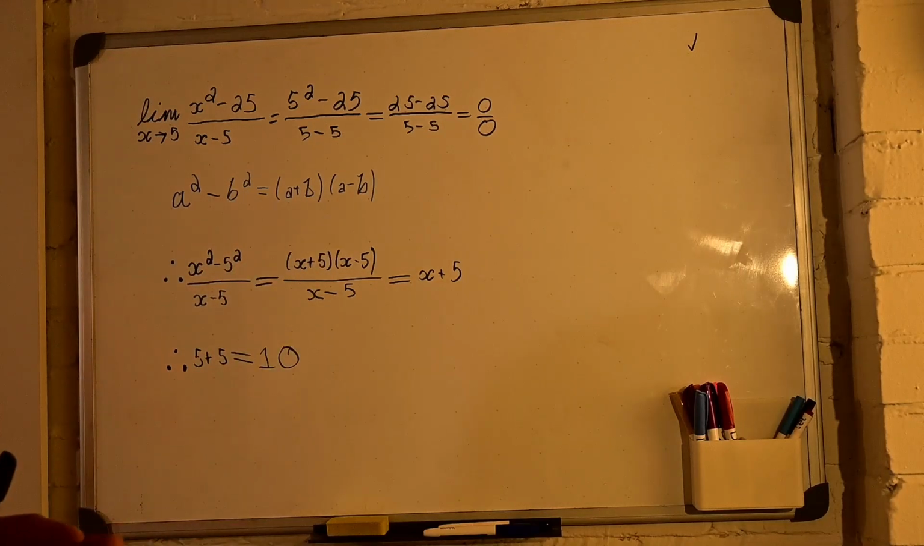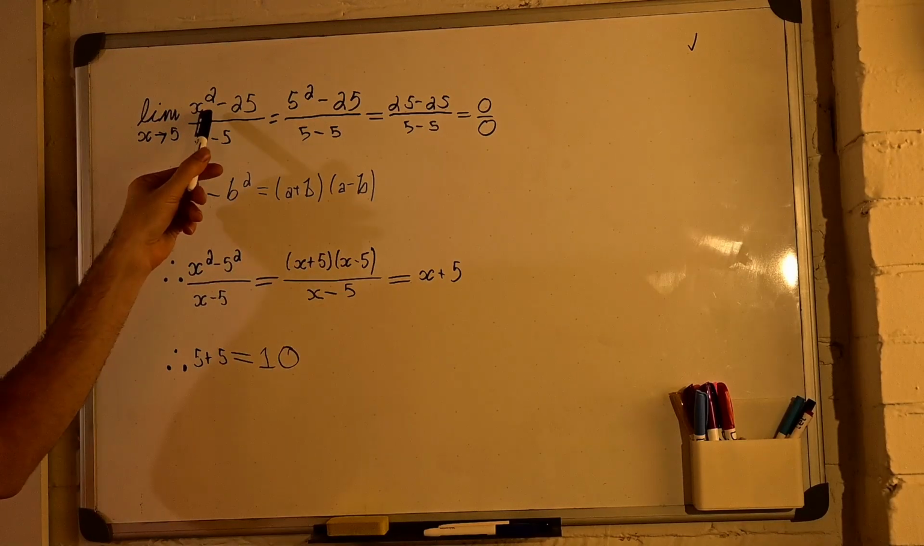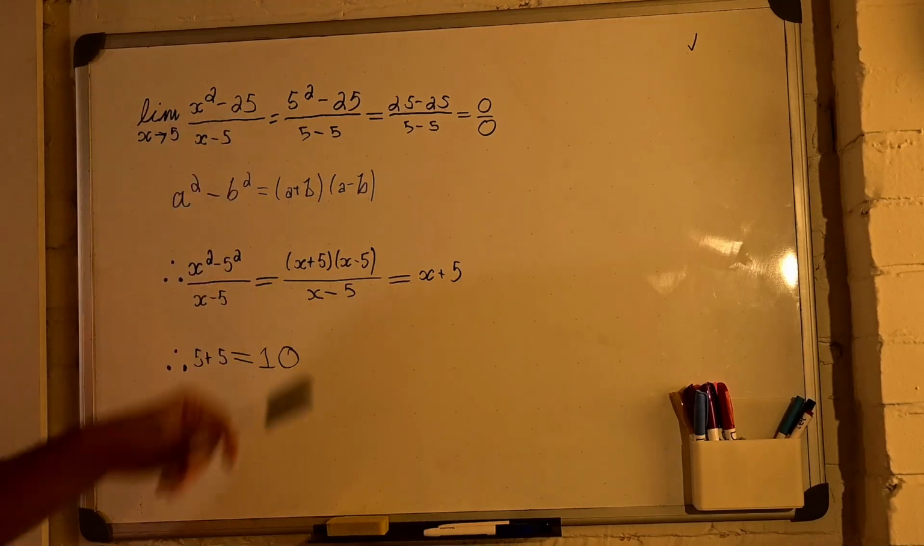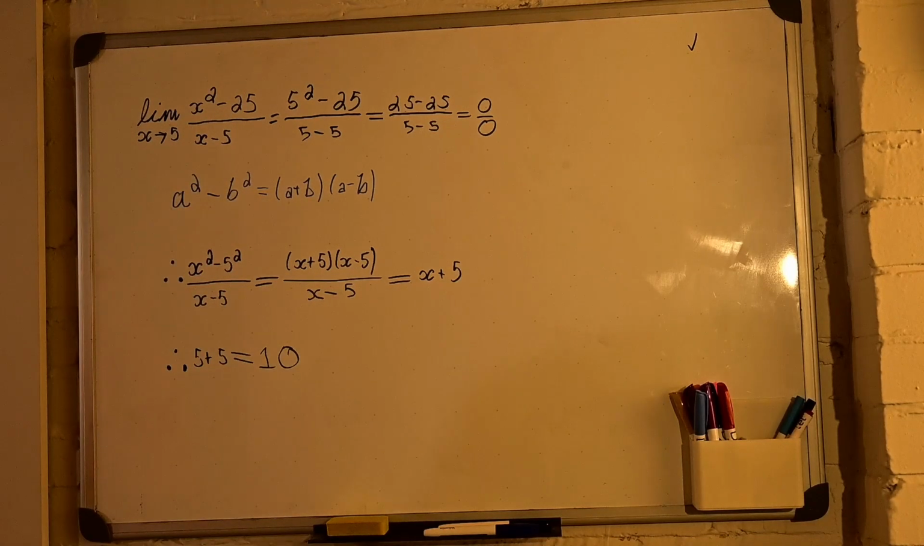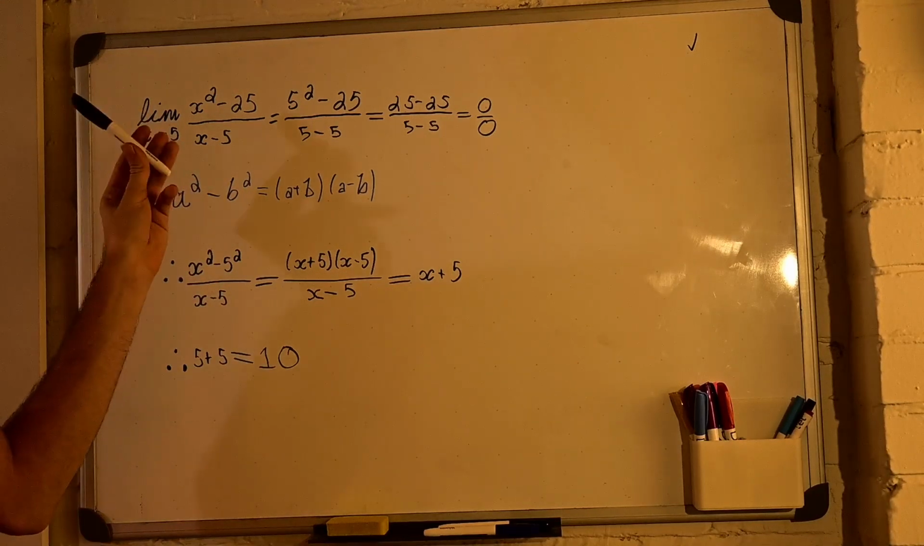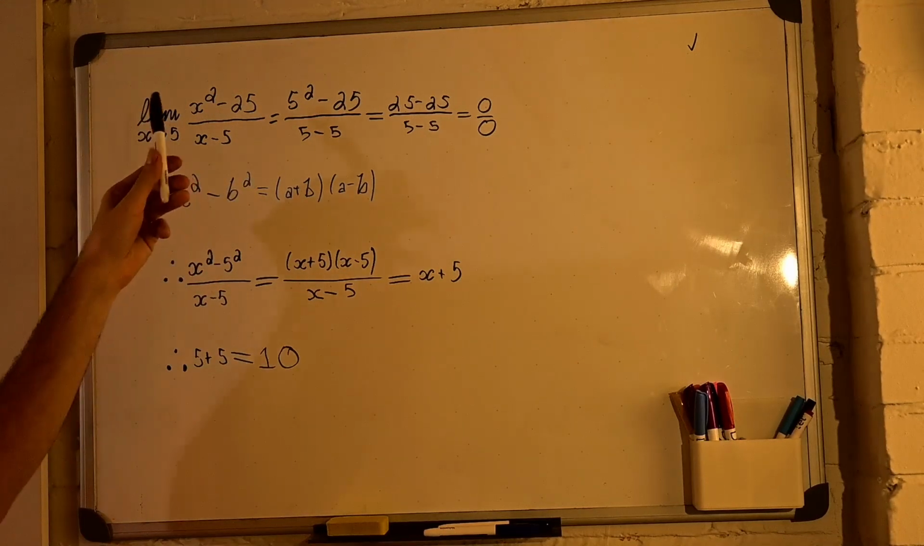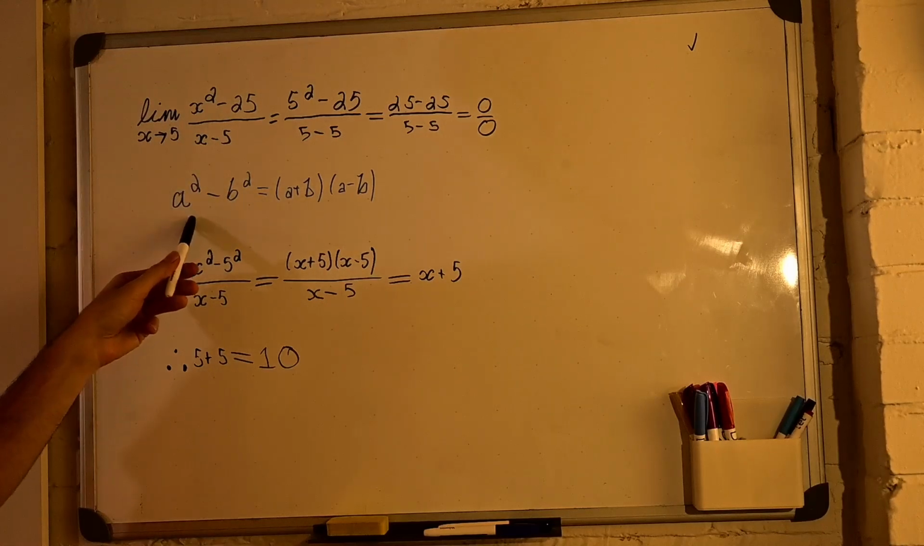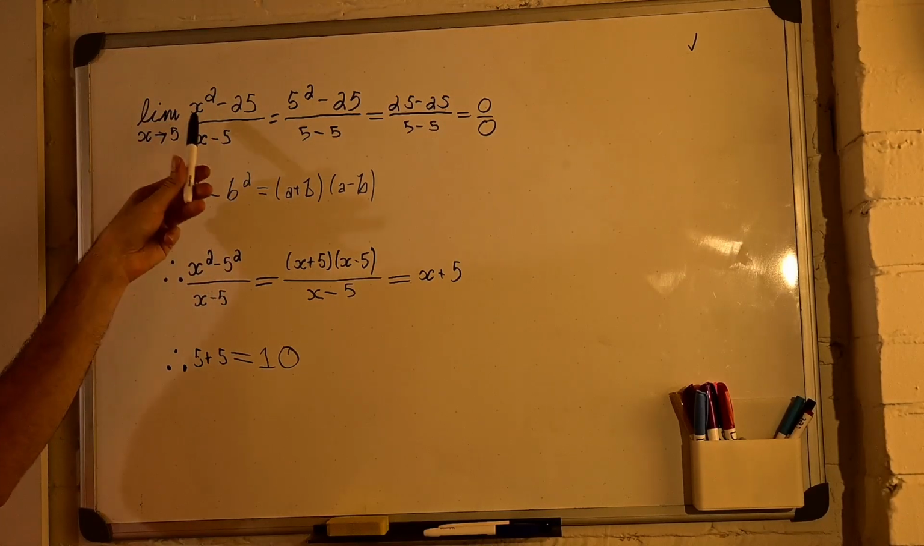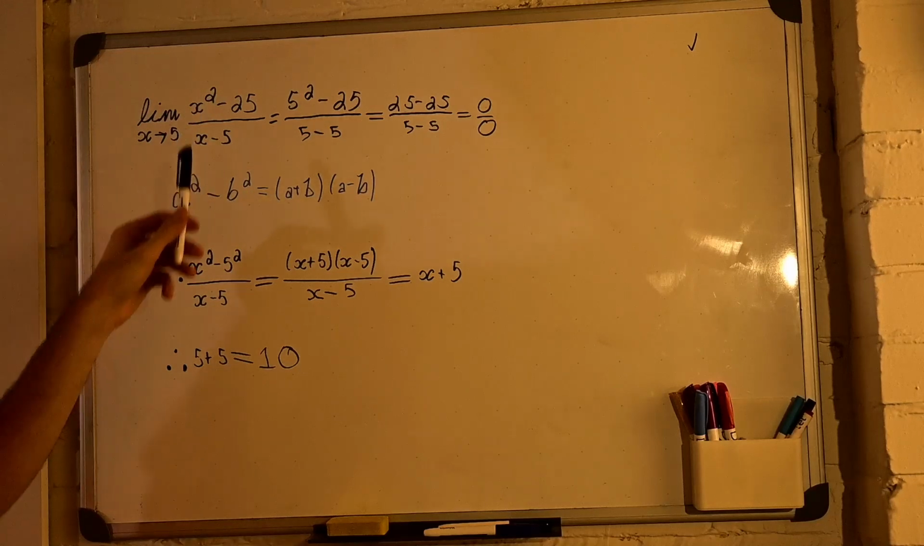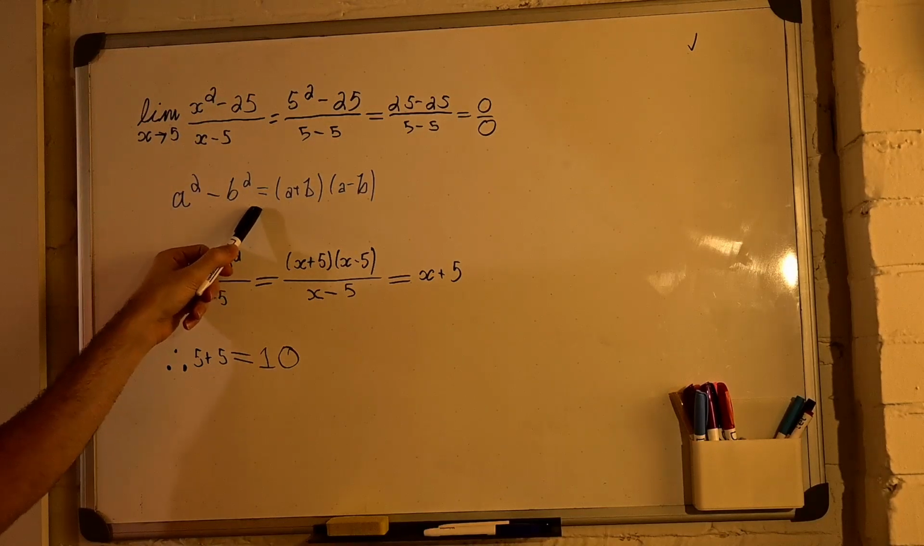So how does that help us here? Well, we have x squared minus 25. And 25, hopefully you know this, is 5 squared. So you have x squared minus 5 squared. That's a squared minus b squared. If we pretend that x is a and 5 is b, we have a squared minus b squared.